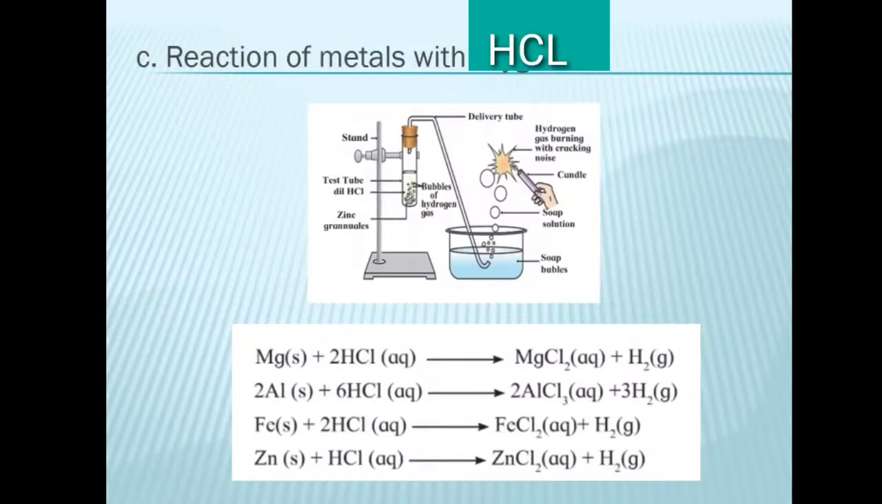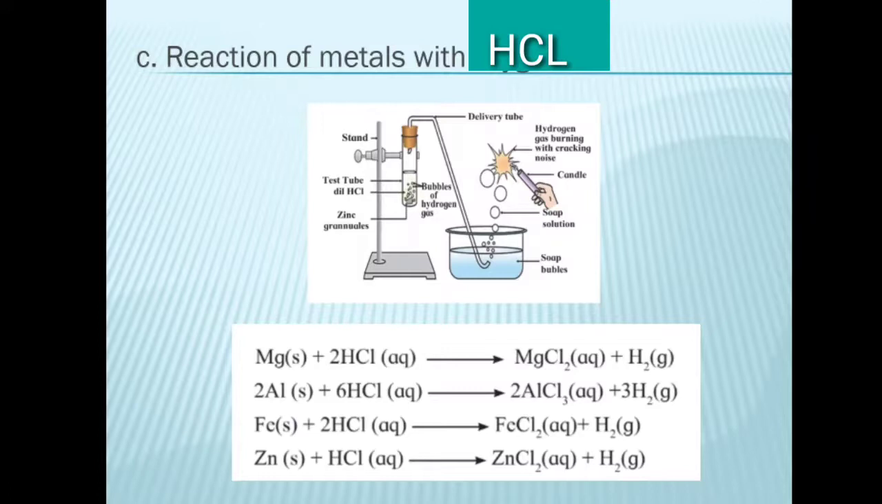Reaction of metals with hydrochloric acid. When samples of aluminium, magnesium, iron or zinc are treated with dilute hydrochloric acid or sulfuric acid, sulfate or chloride salts of metals are formed. Hydrogen gas is liberated in this reaction. The reactivity of the metals can be indicated as: magnesium is more reactive than aluminium, aluminium is more reactive than zinc, and zinc is more reactive than iron.